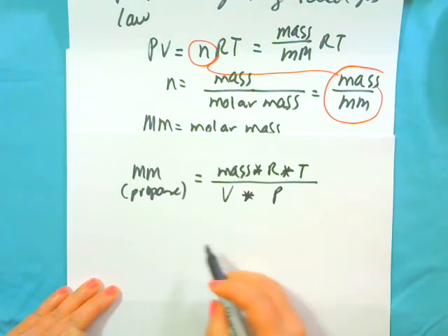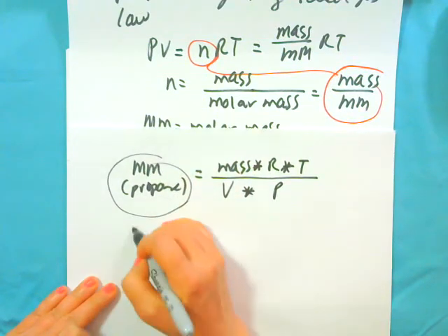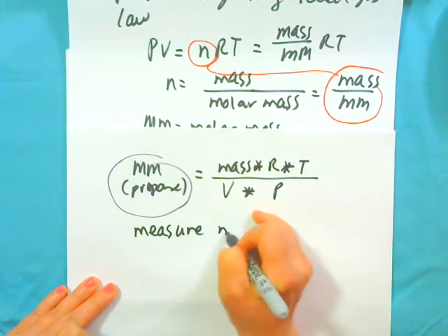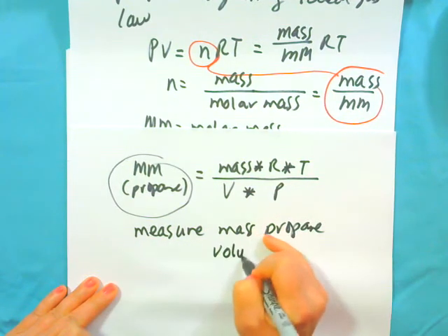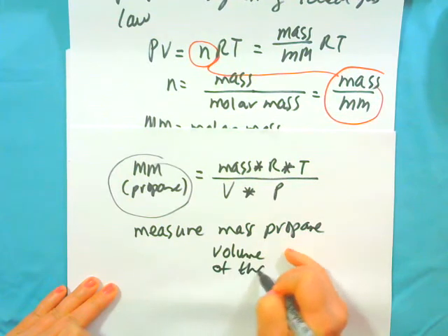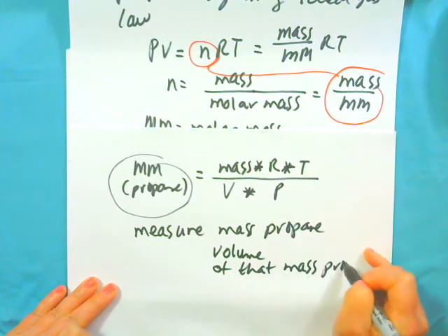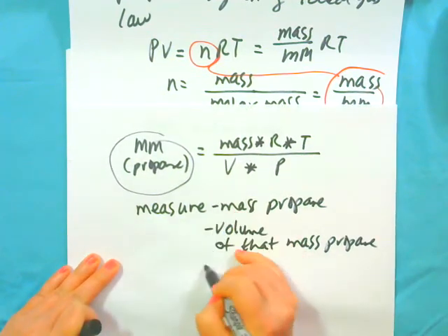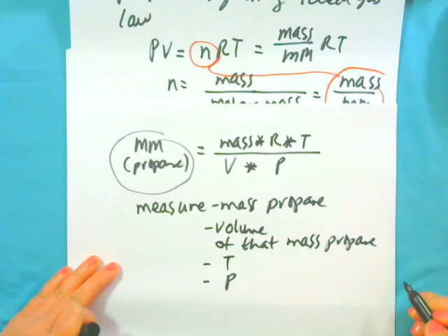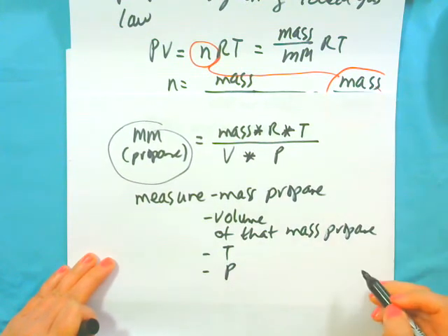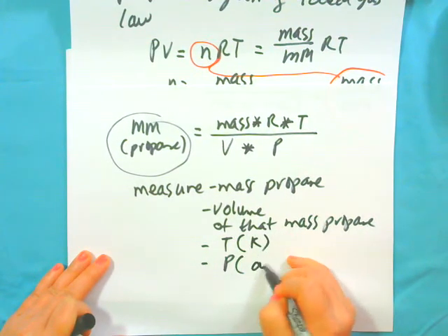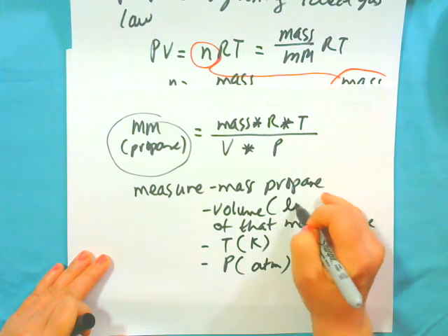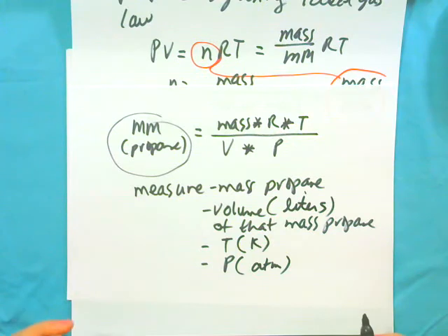So all you need to do in order to come up with the molar mass of propane is measure the mass of propane, the volume of that mass of propane, the temperature, and the pressure. And then you just plug everything into the ideal gas law equation. You have to realize that the temperature must be in Kelvin, the pressure must be in atmospheres, and the volume must be in liters. But you're basically going to use that equation to come up with the molar mass of propane.